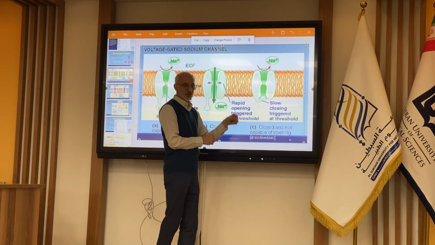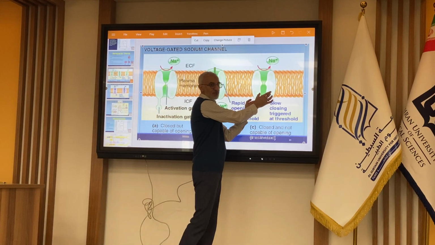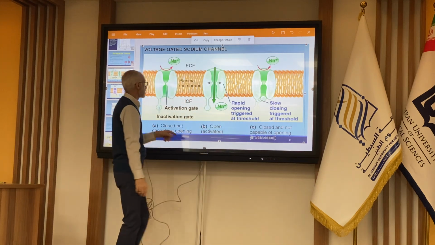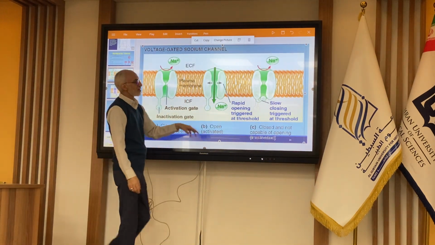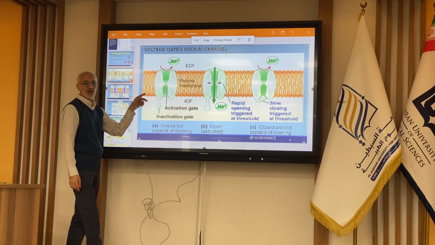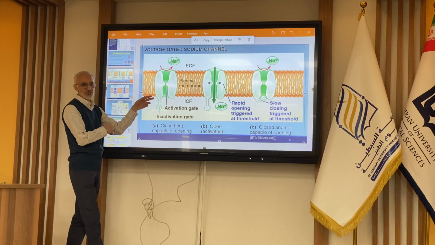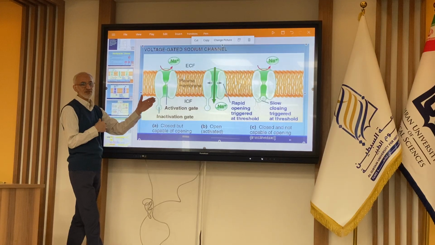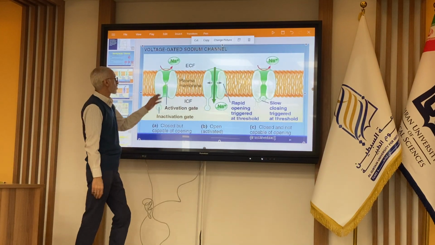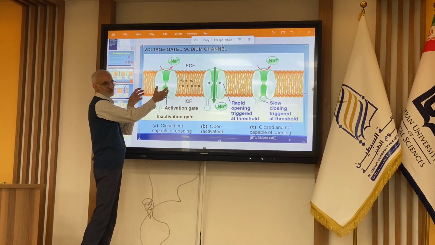During repolarization, this shape of channel has a conformational change to this type, from closed by the inactivation gate to closed by the activation gate. Transform to this in resting membrane potential, ready for another stimulation. Why is its name activation? Because it activates the channel.